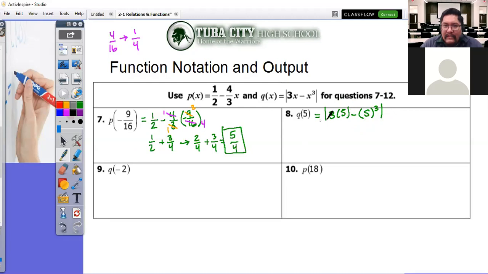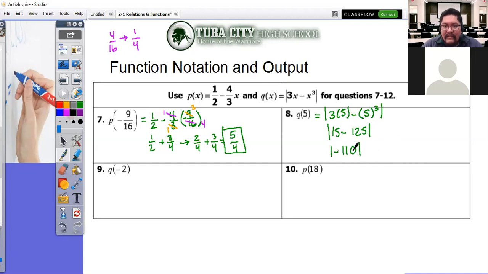All right, so 3 times 5 would be 15 minus, and then I have, this negative is not included here. So this is only 5 to the 3rd power. In this case, it would be 125. So this negative again is not affected. So it's going to come down to the next step. And now I have 15 minus 125, which is going to be a negative number. It's going to be negative 110.